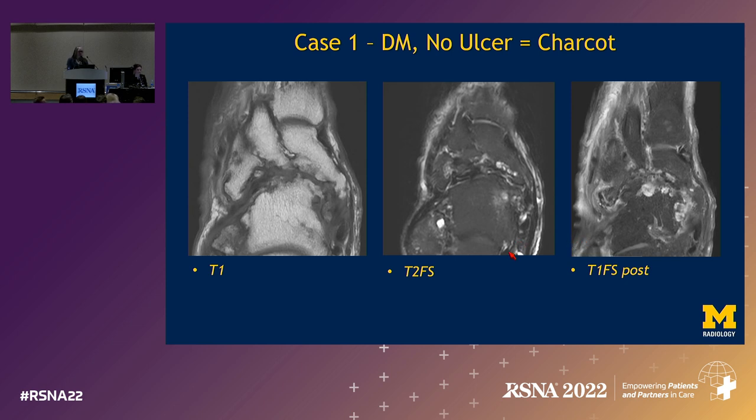In this case, the patient has diabetes but no ulcer, and we conclude they have Charcot because we see multiple contiguous osseous structures affected with osteophytes, bone fragmentation, subchondral cysts, but marrow signal is relatively preserved. In the T2 fat sat images, we see some subchondral cystic change, and one of the subchondral cysts is associated with bone marrow edema, but we don't see edema of the entire bone. And then in this T1 fat sat post, we expect to see enhancement of the subchondral cysts, but really not that much enhancement of the bone.